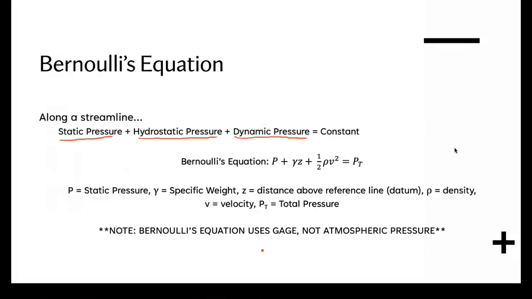And this can be modeled using Bernoulli's equation right here, which includes a static pressure term, a hydrostatic pressure term, and a dynamic pressure term. And the sum of all of these will equal some constant pressure along the streamline. An important note is that Bernoulli's equation uses gauge, not atmospheric pressure. So whenever you're working with Bernoulli's equation, make sure you're using gauge pressures.